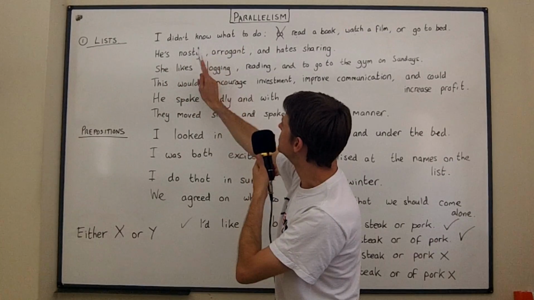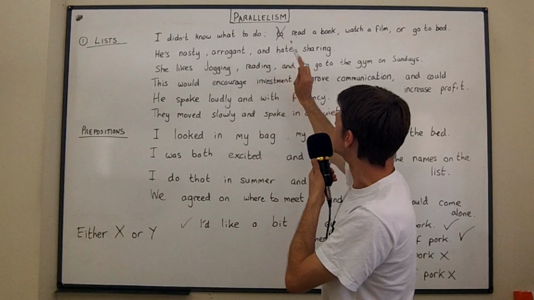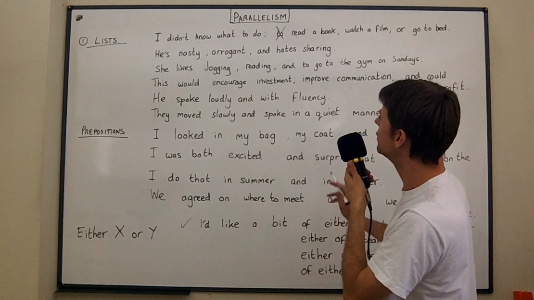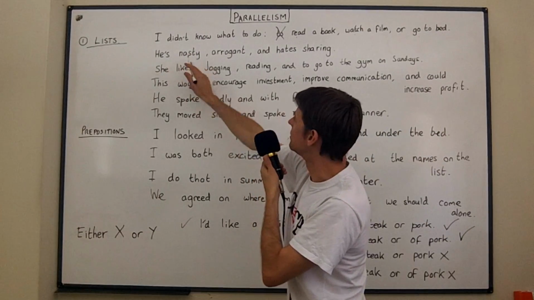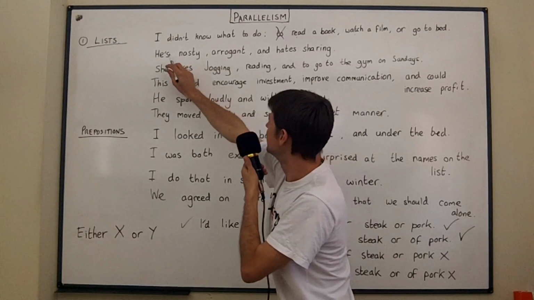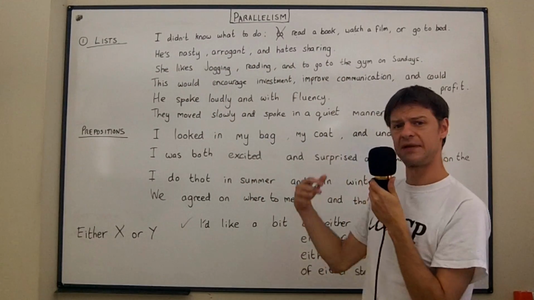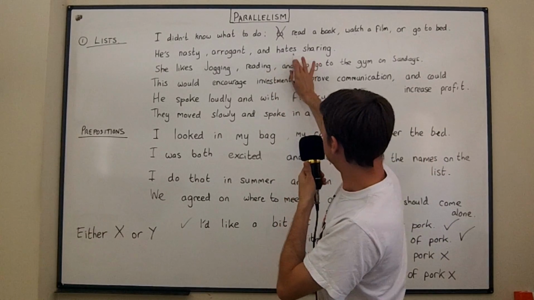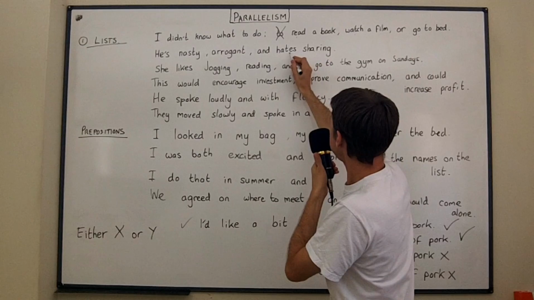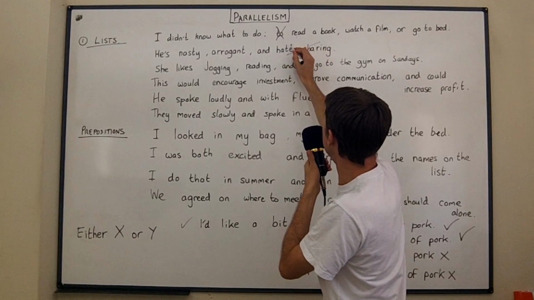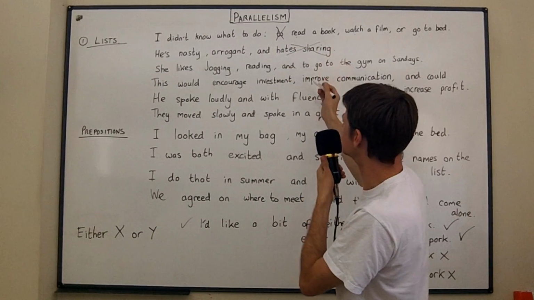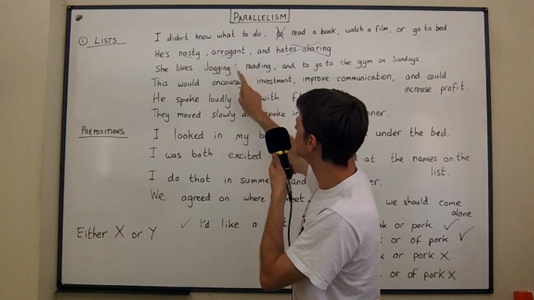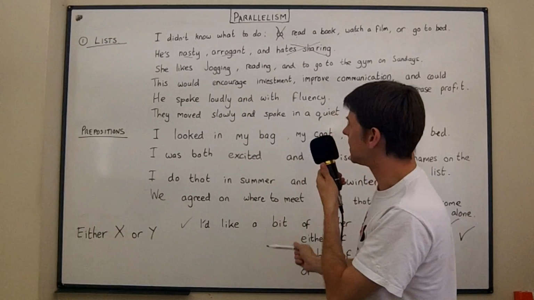He is nasty, arrogant, and hates sharing. Now this isn't correct because we have this is nasty, is arrogant, and is hates sharing. Now that's where the problem is. So the problem is certainly in this last word. We need to get rid of the verb and the gerund, which comes after the verb, and we need to change it into the same kind of word as this one and this one. And these two are adjectives.